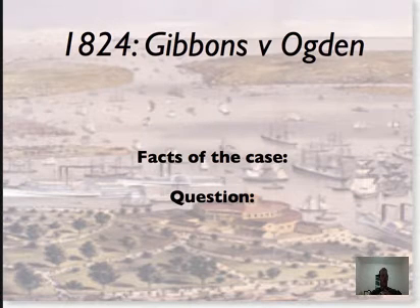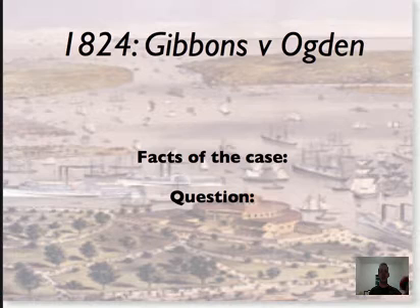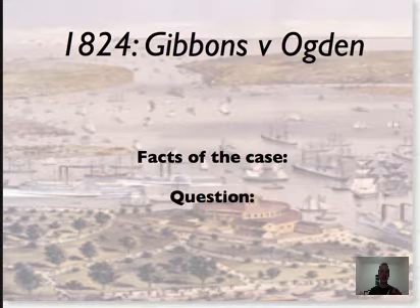Another case from this era occurred in 1824 and took place between Gibbons versus Ogden. So here's some facts of the case. A New York state law gave two individuals the exclusive right to operate steamboats on waters within state jurisdiction. A steamboat owner who did business between New York and New Jersey challenged the monopoly that New York had granted, which forced him to obtain a special permit from the state to navigate on its waters.